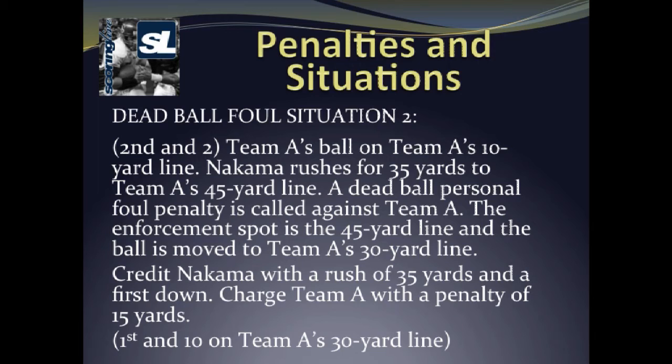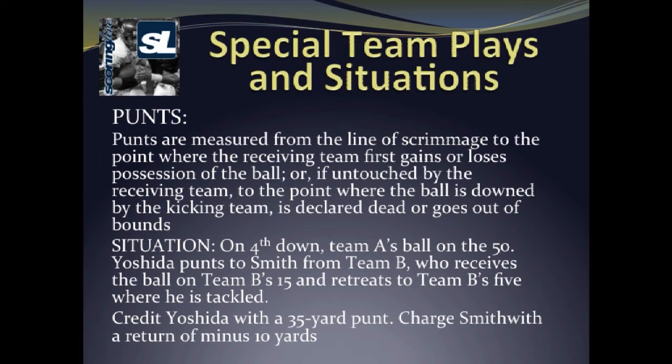Okay? So this play is similar, but Nakama gets the 35 yards on the play. But since it's a dead ball penalty, Team A is also charged 15 yards. So the net result is from the 10 to the 45, that's where the 35 is. And then we move from the 45 to the 30, and that's where the 15 yards is. So it's first and 10 on Team A's 30-yard line. You give them a first down, right? Because it's a first down by rush on this particular play.